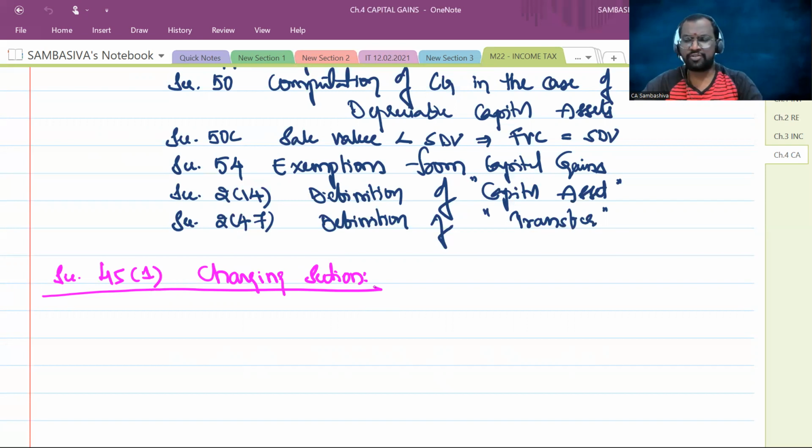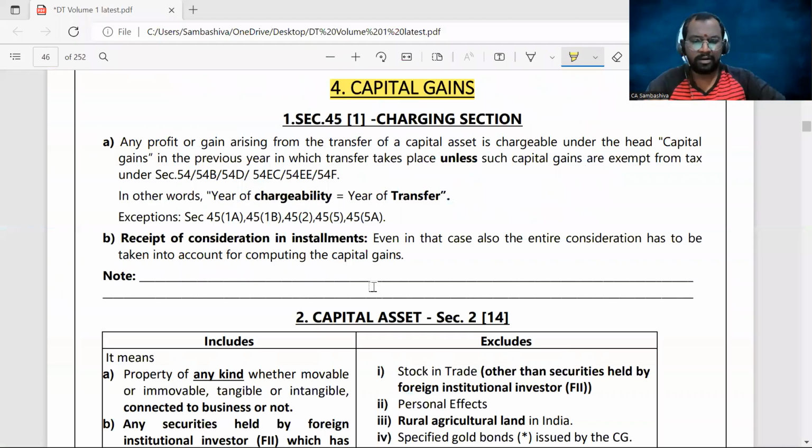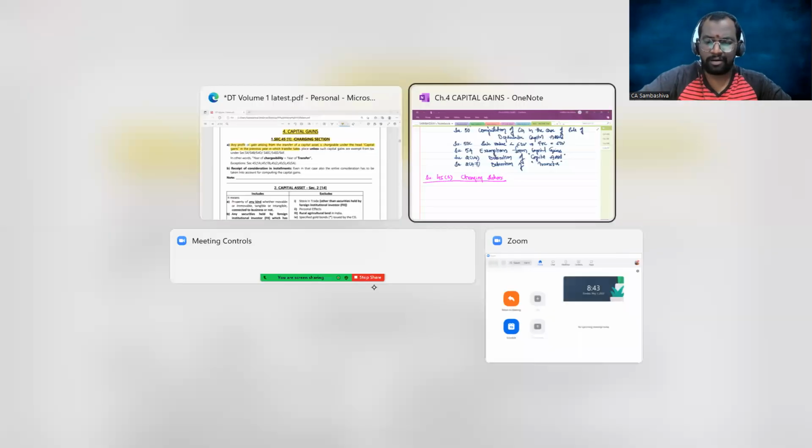Right, sir. Now let us try to understand the charging section of this particular chapter. Look here, section 45(1), charging section. Any profits or gains arising from the transfer of a capital asset is chargeable under the head capital gains in the previous year in which the transfer takes place, unless such capital gains are exempted from tax under the section 54 series. Clear? So let us try to note down the same in our running notes.